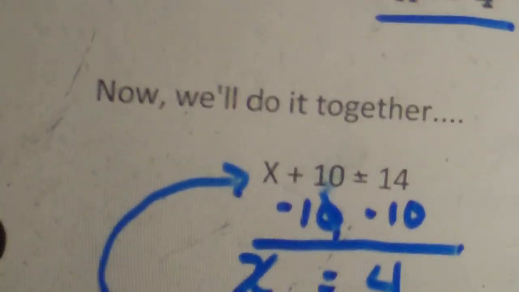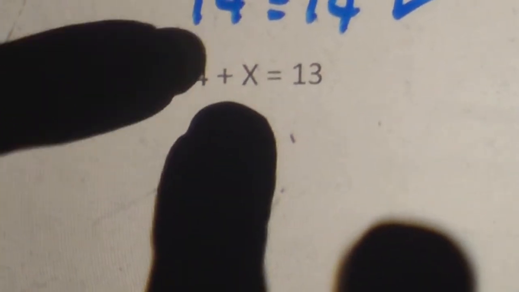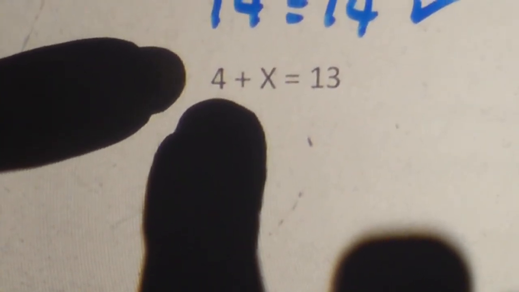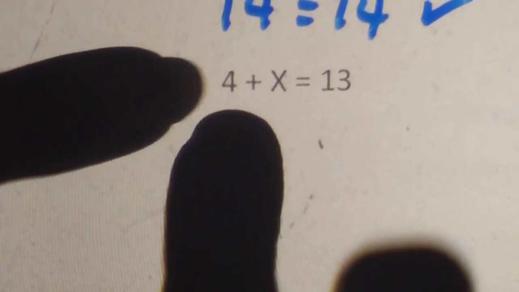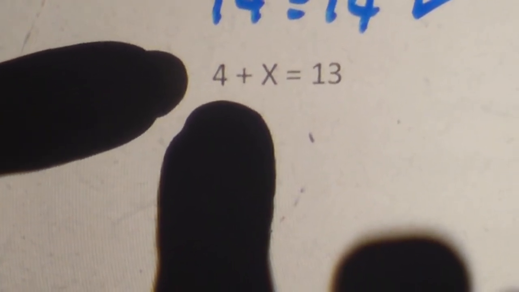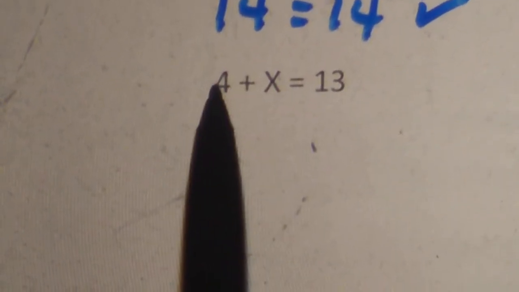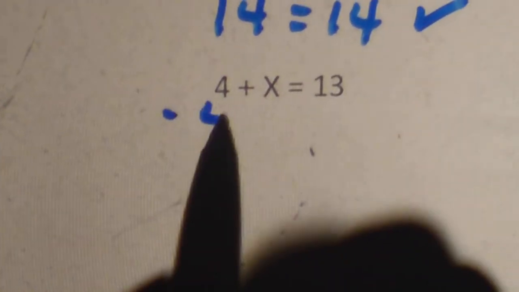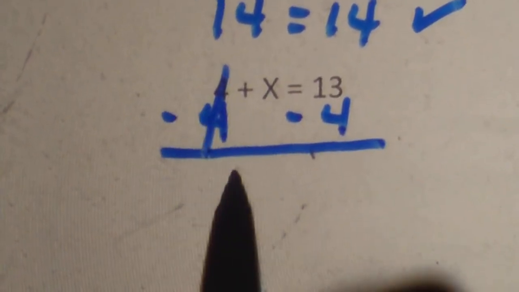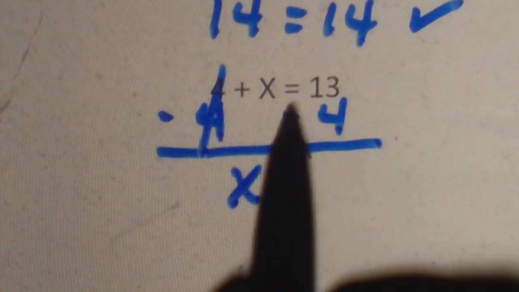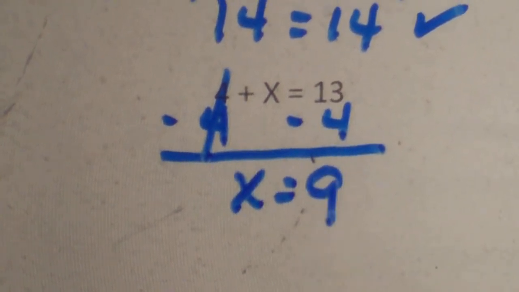This second problem down here, 4 plus x equals 13. While we do have an addition symbol right here, what we're looking at now is the 4. There is no plus or minus sign in front of the 4, so we assume that it's a plus. What we're doing here is adding 4, so the inverse is subtracting 4 from both sides. This goes away, my x is left. Now I have 13 minus 4 is 9.